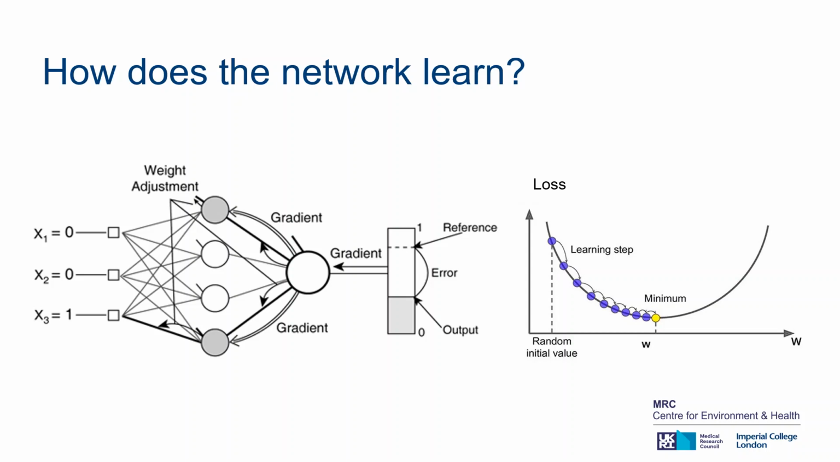So the derivative of the loss is taken with respect to the weight, and the weights are updated. This process continues iteratively until we reach a minimum value, and hopefully we reach a global minimum.